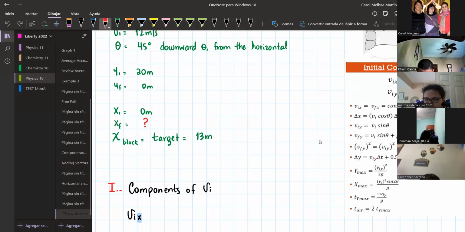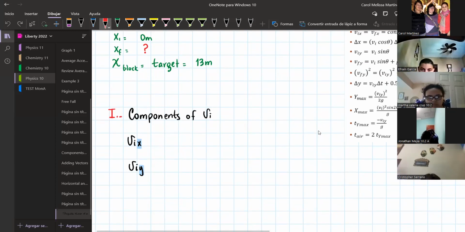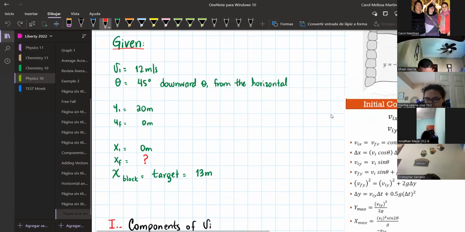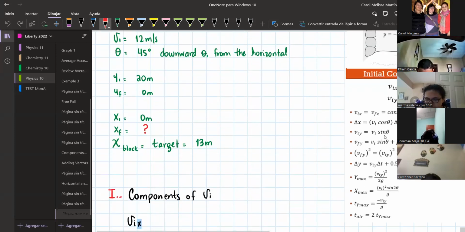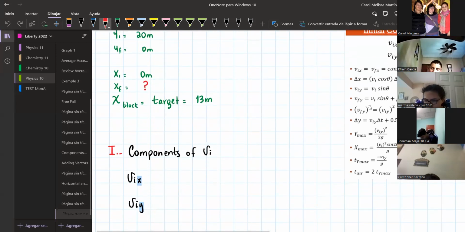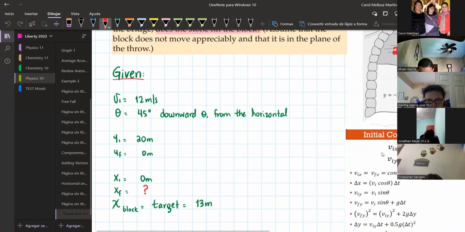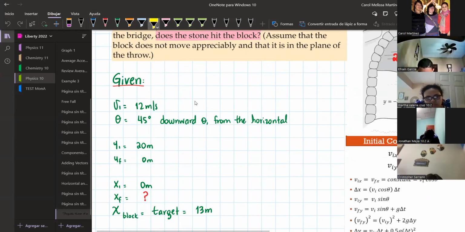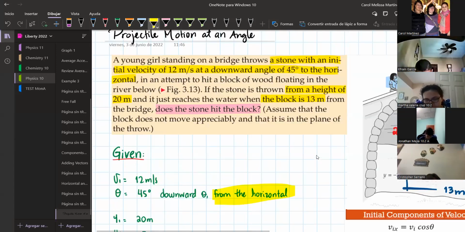So the initial velocity, you can see that you can get it with the cosine of the angle, and the y with the sine of the angle. So you can write the formulas as initial velocity cosine of the angle, and initial velocity sine of the angle. Now, I told you already that we're going to use these formulas every time we have an angle that is measured from the horizontal, just like we have in this particular problem.